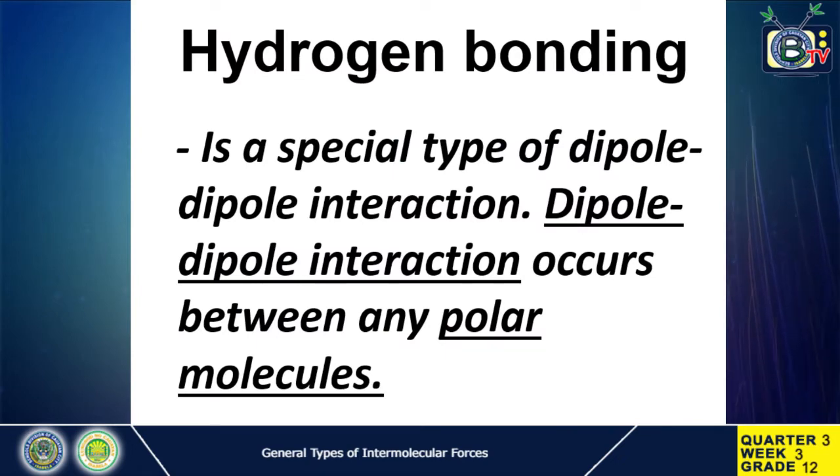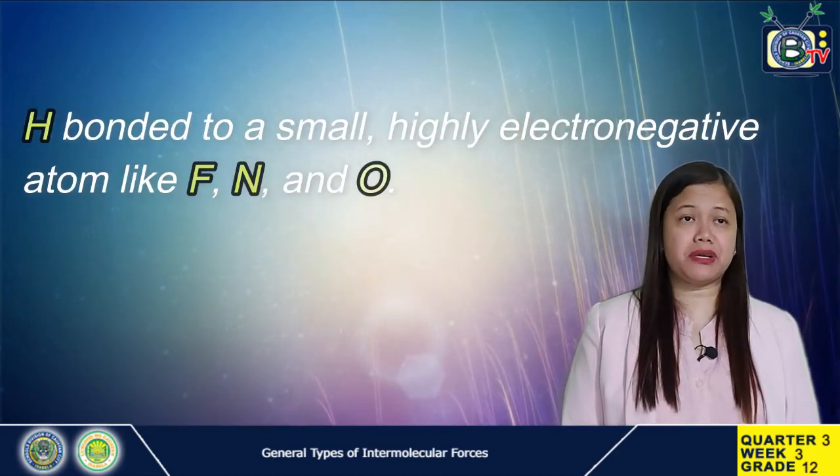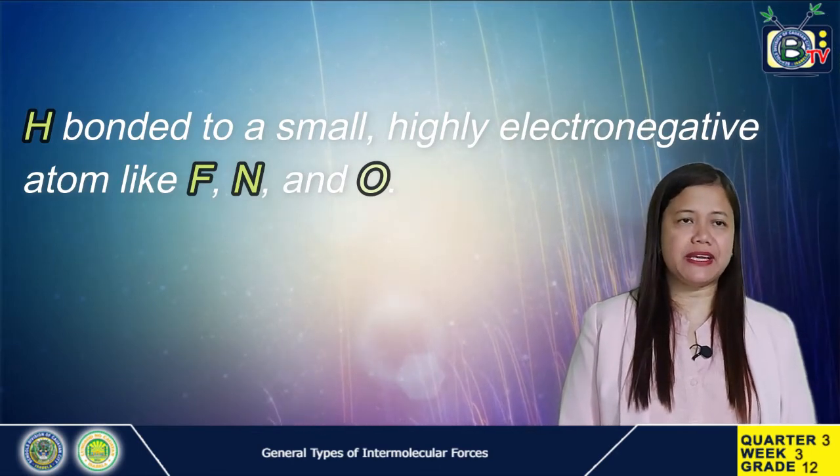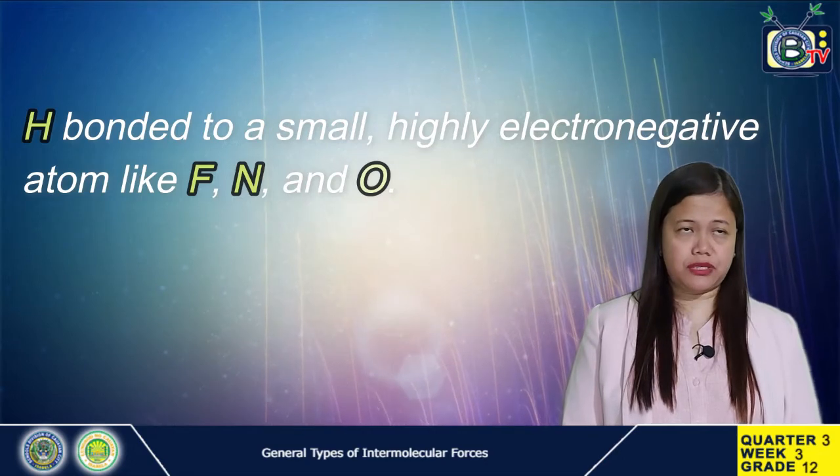Okay, let's move to hydrogen bonding, which is a special type of dipole-dipole interaction. Dipole-dipole interaction occurs between any polar molecules. On the other hand, hydrogen bonding occurs only in molecules that contain H bonded to a small, highly electronegative atom such as fluorine, oxygen, and nitrogen.